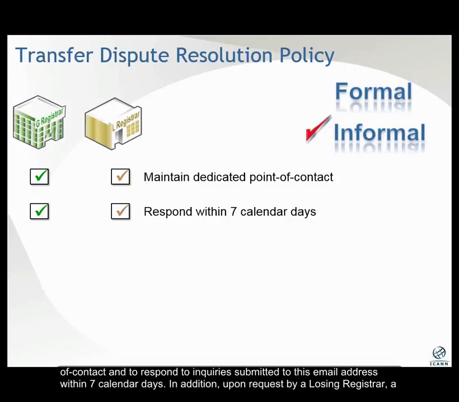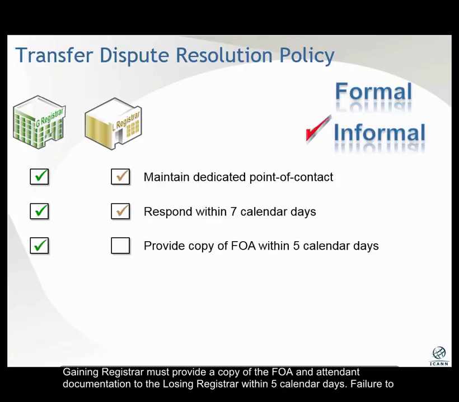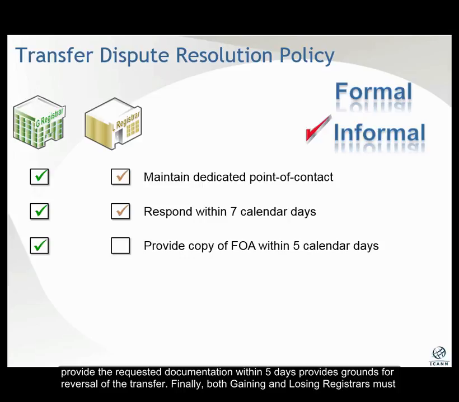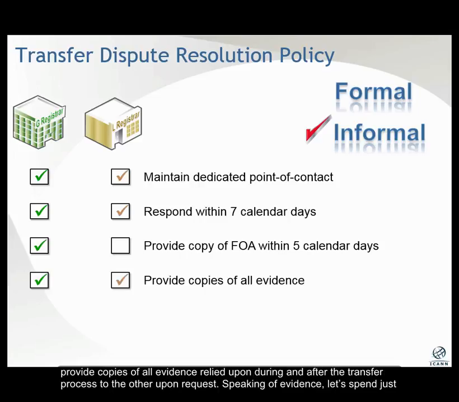In addition, upon request by a losing registrar, a gaining registrar must provide a copy of the FOA and attendant documentation to the losing registrar within 5 calendar days. Failure to provide the requested documentation within 5 days provides grounds for reversal of the transfer. Finally, both gaining and losing registrars must provide copies of all evidence relied upon during and after the transfer process to the other upon request.